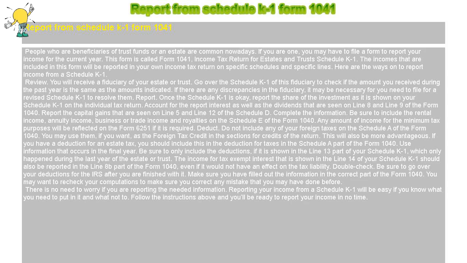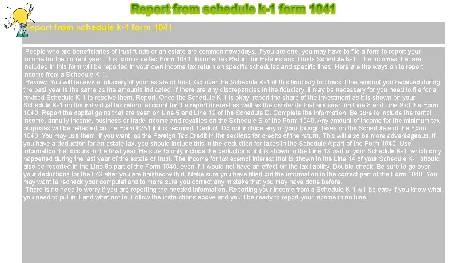Report from Schedule K-1 Form 1041. People who are beneficiaries of trust funds or an estate are common nowadays. If you are one, you may have to file a form to report your income for the current year. This form is called Form 1041, Income Tax Return for Estates and Trusts Schedule K-1.